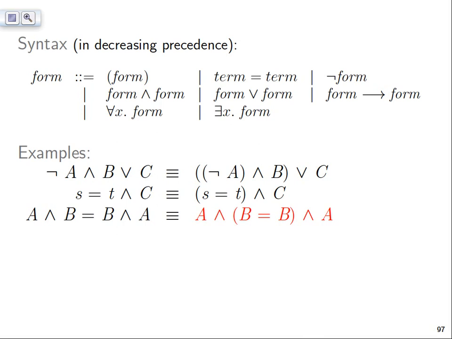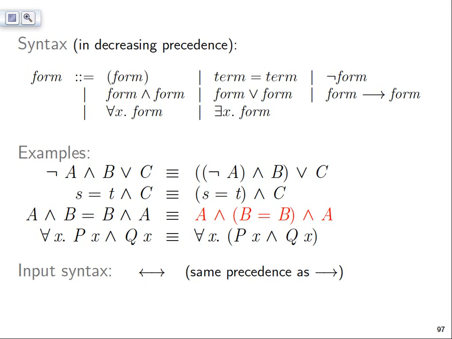The equality binds most strongly, so what you've expressed is a conjunction of three formulas: A, and B equals B, and A. So you have to be careful when you use equality on the Boolean level, because it binds strongly, whereas the if and only if on a Boolean level you naturally assume to bind weakly. And finally, the quantifiers: their scope extends as far to the right as possible. So here the universal quantifier binds all the way to the end of the formula.